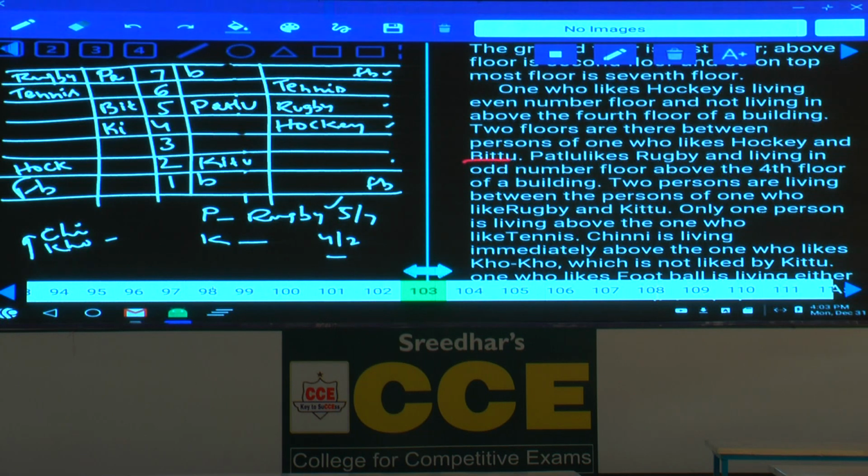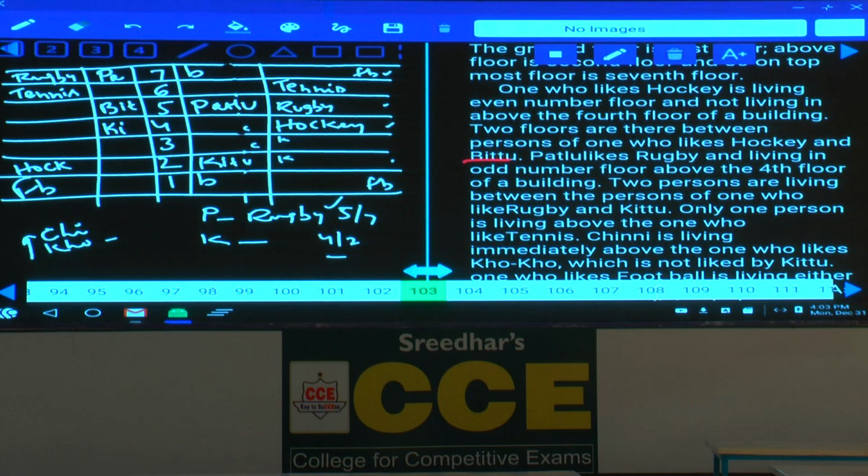Then tell me what is the possibility of this one. Coco cannot be on the 7th floor, but Coco can be on the 3rd floor, yes. If Coco is on the 3rd floor, Chinni will be on the 4th floor, isn't it? Hence there is a possibility for Coco and Chinni here. Or if Coco is here, Chinni can be here, there is again a possibility. These are the only 2 possibilities for Chinni and Coco.